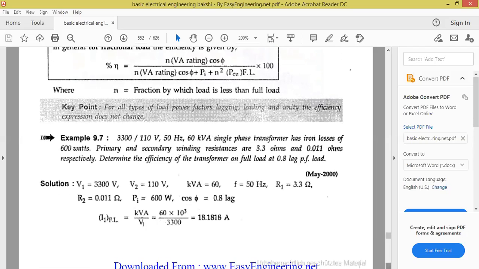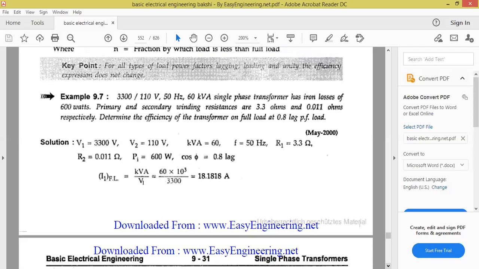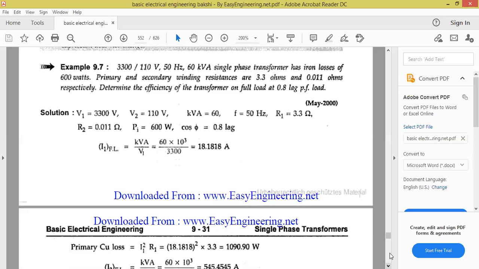Now all of you listen carefully, because these problems are tough and you will get 15 marks for them. The transformer is 3300 by 110, 50 hertz, 60 kVA. This is the power rating, VA rating. 60 kVA means we write 60 into 1000. Single phase, with iron losses of 60 watts, and primary and secondary winding resistances R1 and R2. They ask to determine the efficiency on full load.